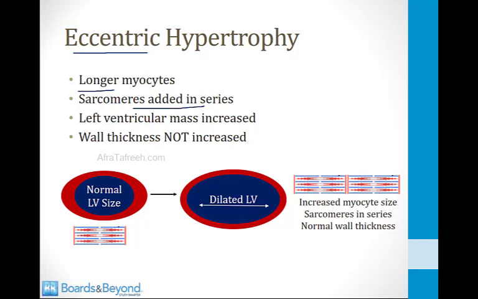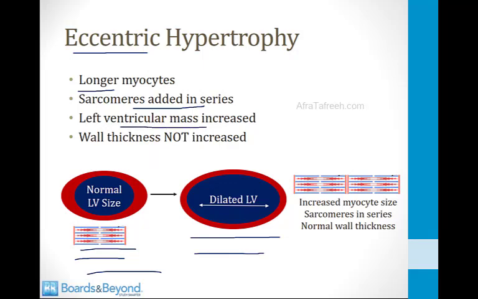On the left side of the screen, I've drawn a normal LV cavity of normal size, and it's got some sarcomeres present. When eccentric hypertrophy occurs, the LV cavity becomes dilated and the myocytes become longer. So if you were to weigh this heart in the middle of the screen, it would weigh more than the normal heart. That's because there is hypertrophy and the left ventricular mass is increased. However, if you measure the thickness of the walls, the wall thickness is not increased, and that's because the new sarcomeres are being added in series. The myocytes are growing longer, but they're not becoming thicker.